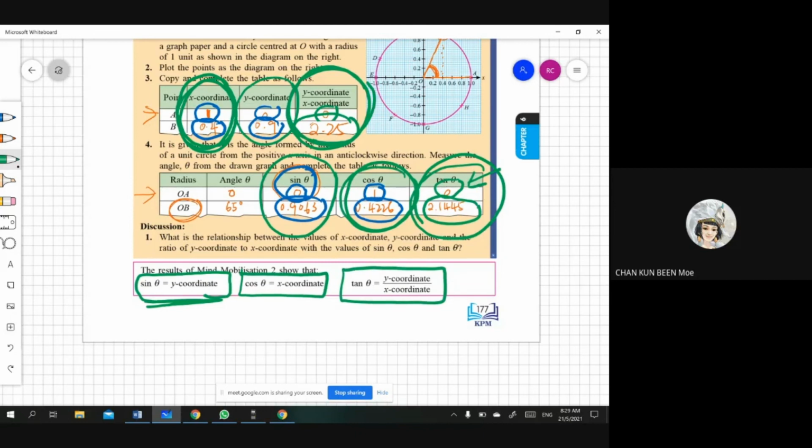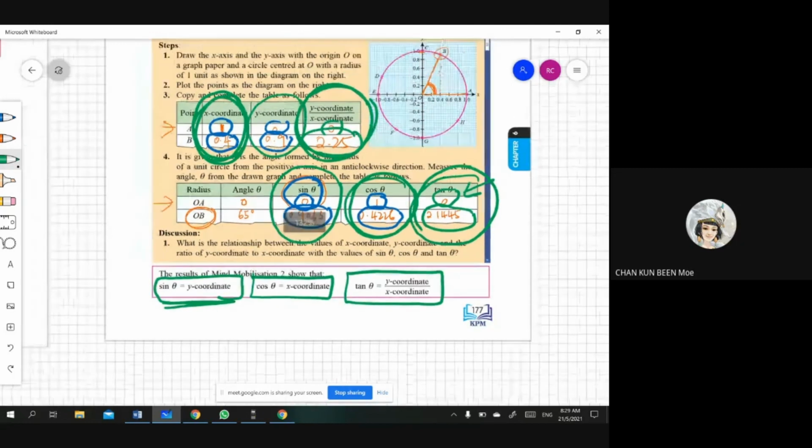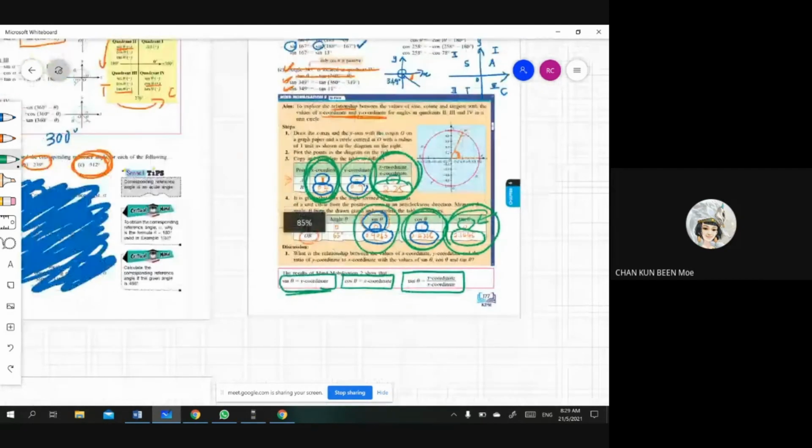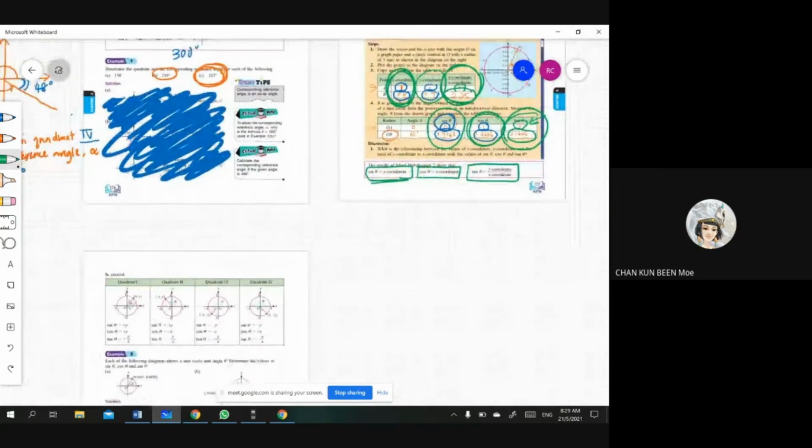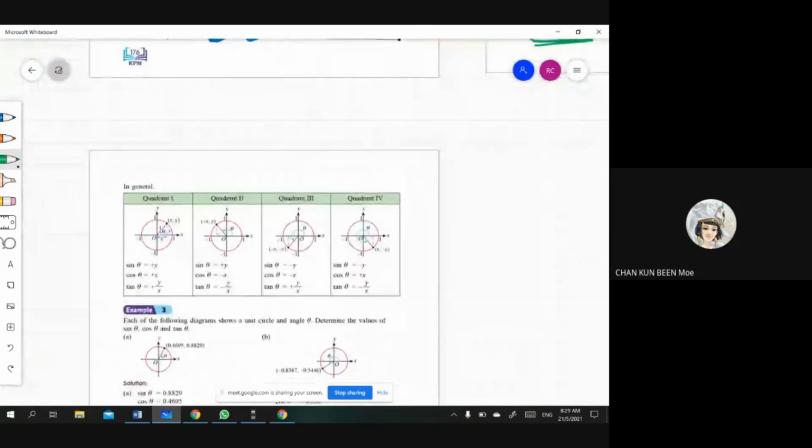So next time when they don't give you the value, they give you the coordinate, the x coordinate and y coordinate, then directly you will be able to determine the value of sine, cos, and tangent. Okay, so let us look at the example. This is just to show you why the value of sine theta is like that, why the value of cos theta is like that.